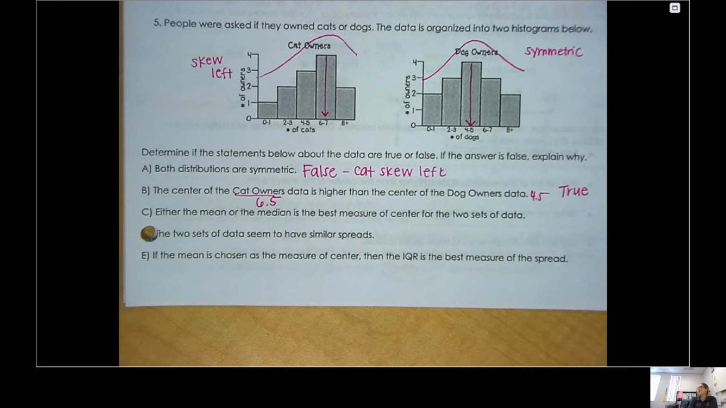Letter C, show me with your thumbs. Either the mean or the median is the best measure of center for the two data sets. So it's okay if I use mean or median for both of those. Is that true or false?